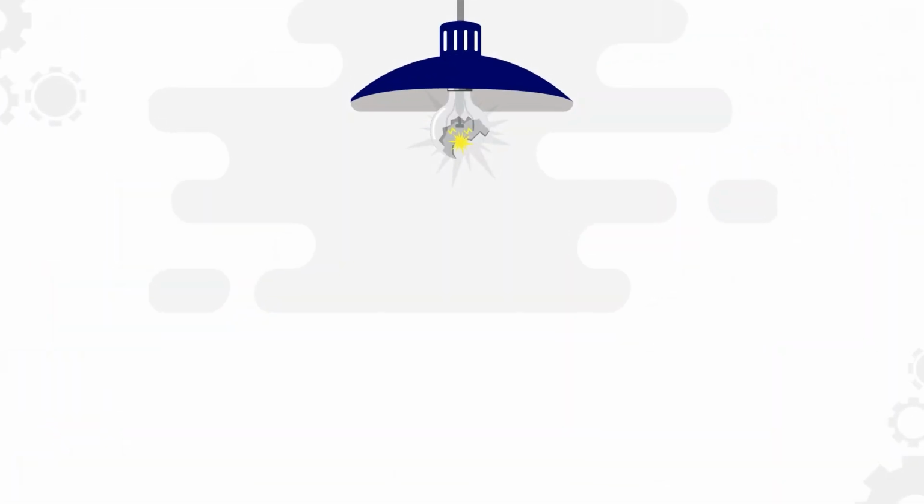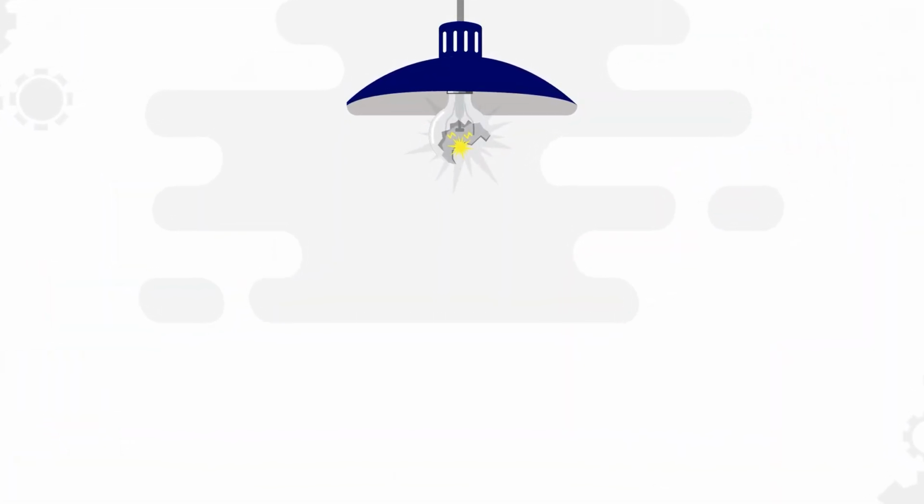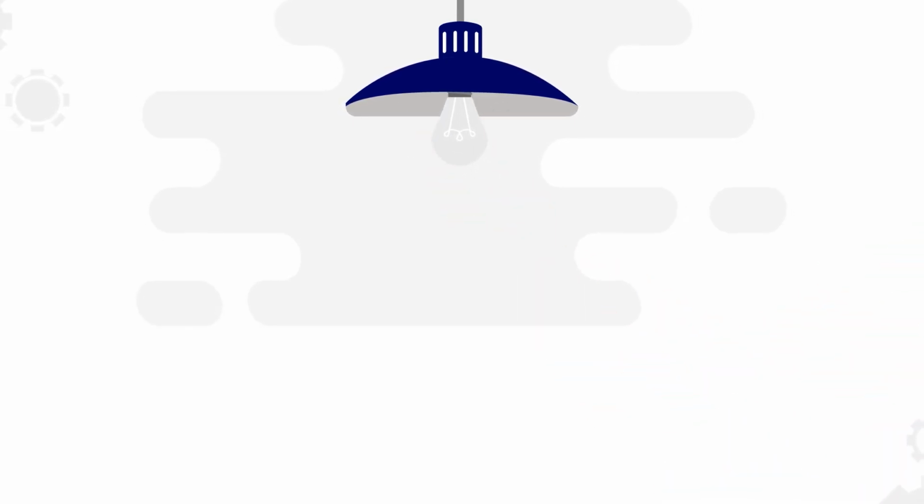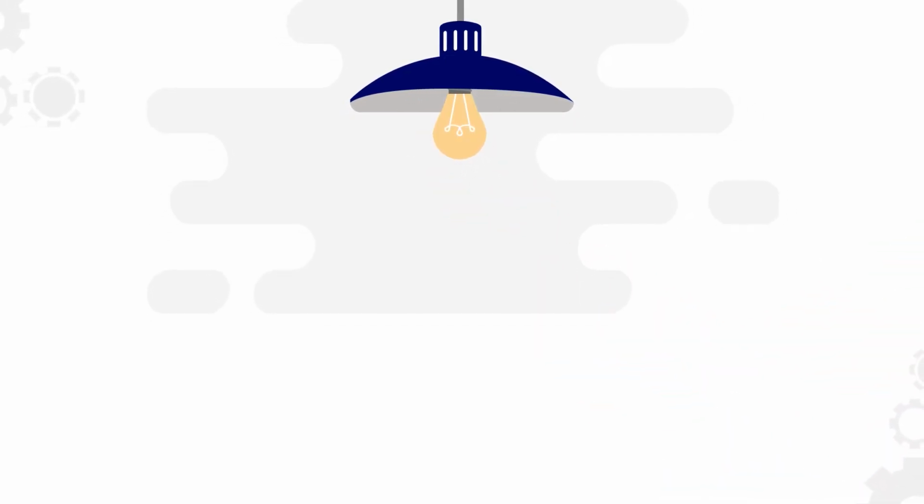A good example of reactive maintenance in everyday life is the process of changing a light bulb. It's simple. The light bulb burns out, you take notice, and you replace it.